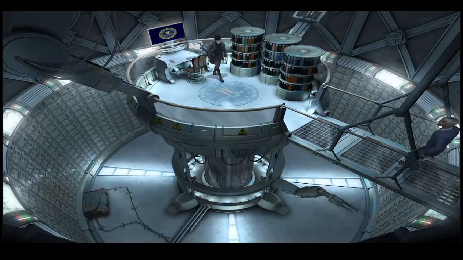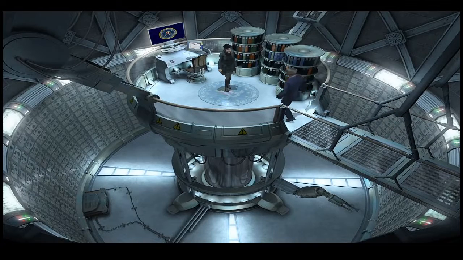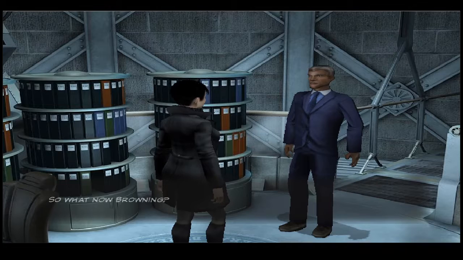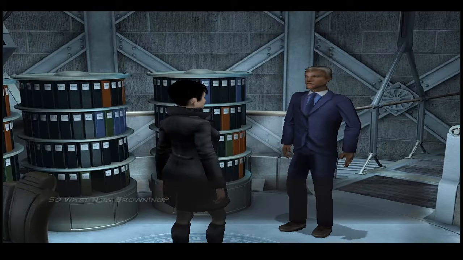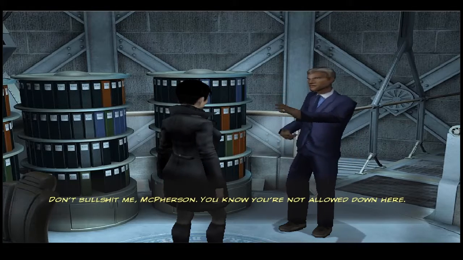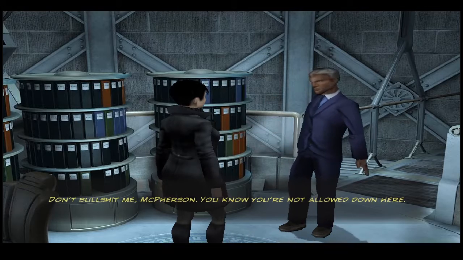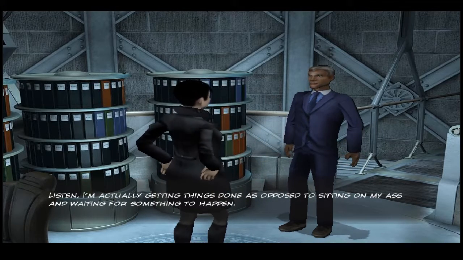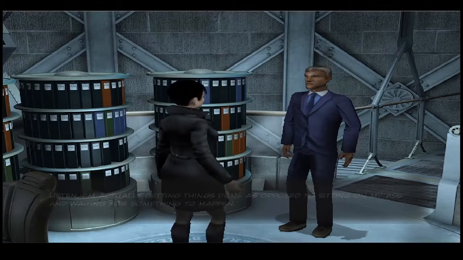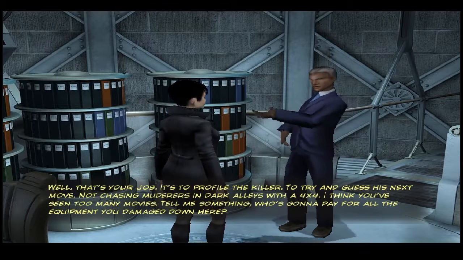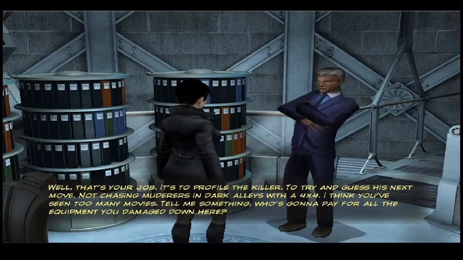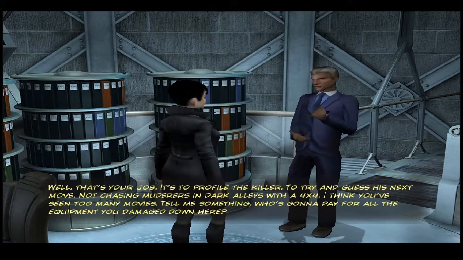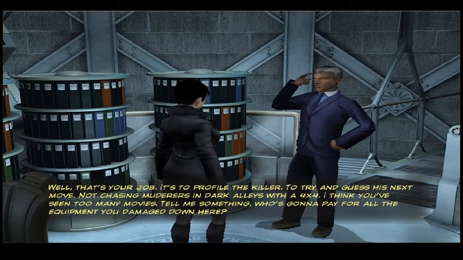McPherson! McPherson, you have a lot of explaining to do. So what now, Browning? Don't bullshit me, McPherson. You know you're not allowed down here. Listen, I'm actually getting things done as opposed to sitting on my ass and waiting for something to happen. Well, that's your job. It's to profile the killer, to try and guess his next move, not chasing murderers in dark alleys with a 4x4. You know, I think you've seen too many movies.